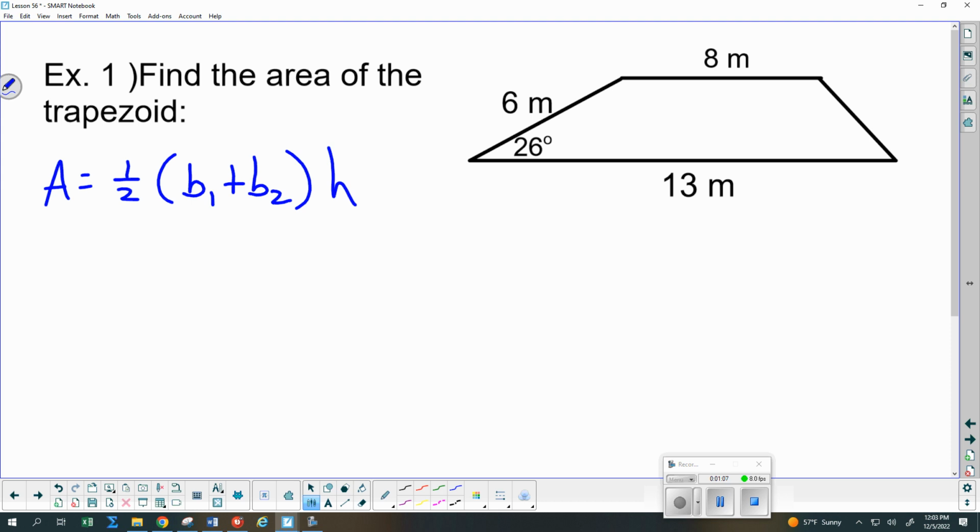So now let's look at this trapezoid and let's start filling in what we know. We know the half, but what else do we know as we look at the picture? Do we have base 1, base 2, and height, or just some of those, Marielle? So I can plug in that one of my bases is 13 and the other one is 8, but not the height.